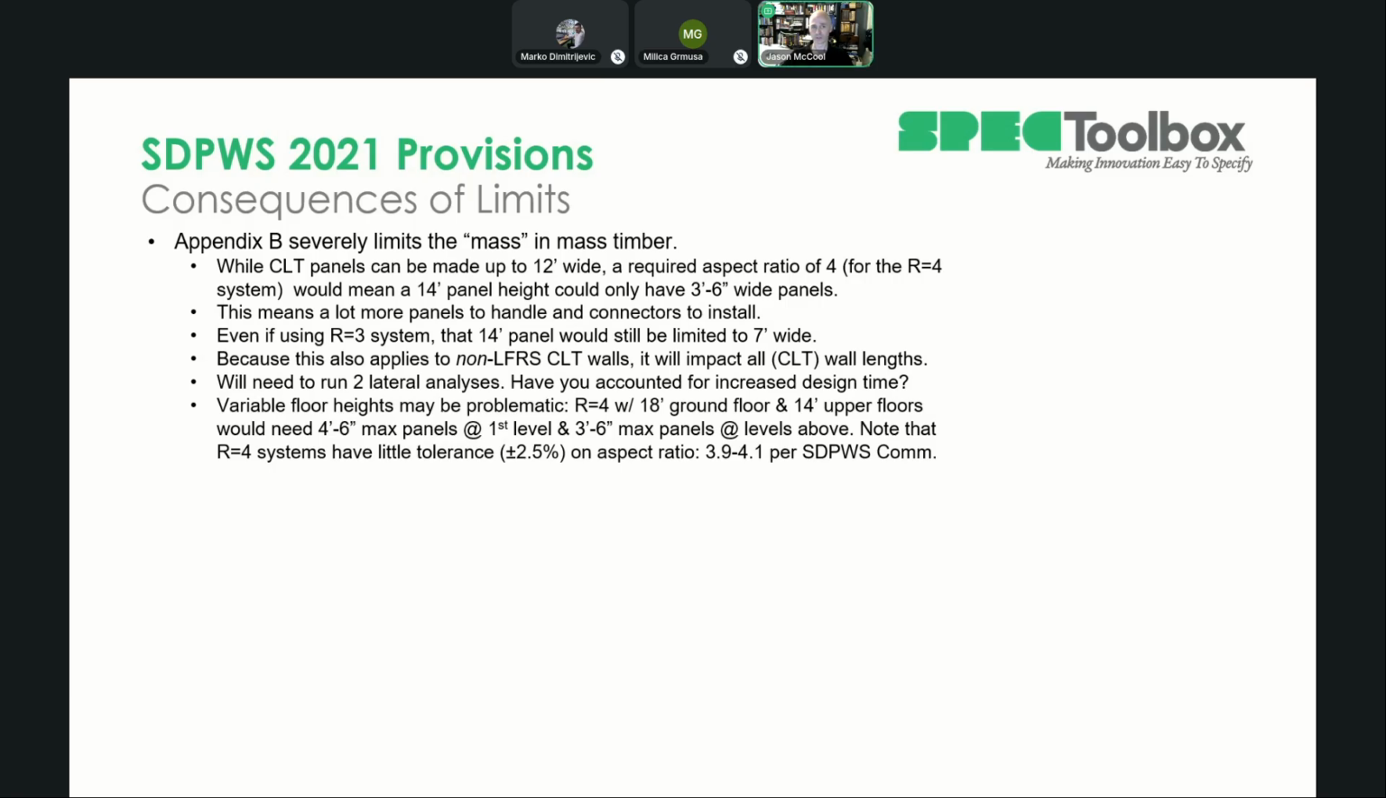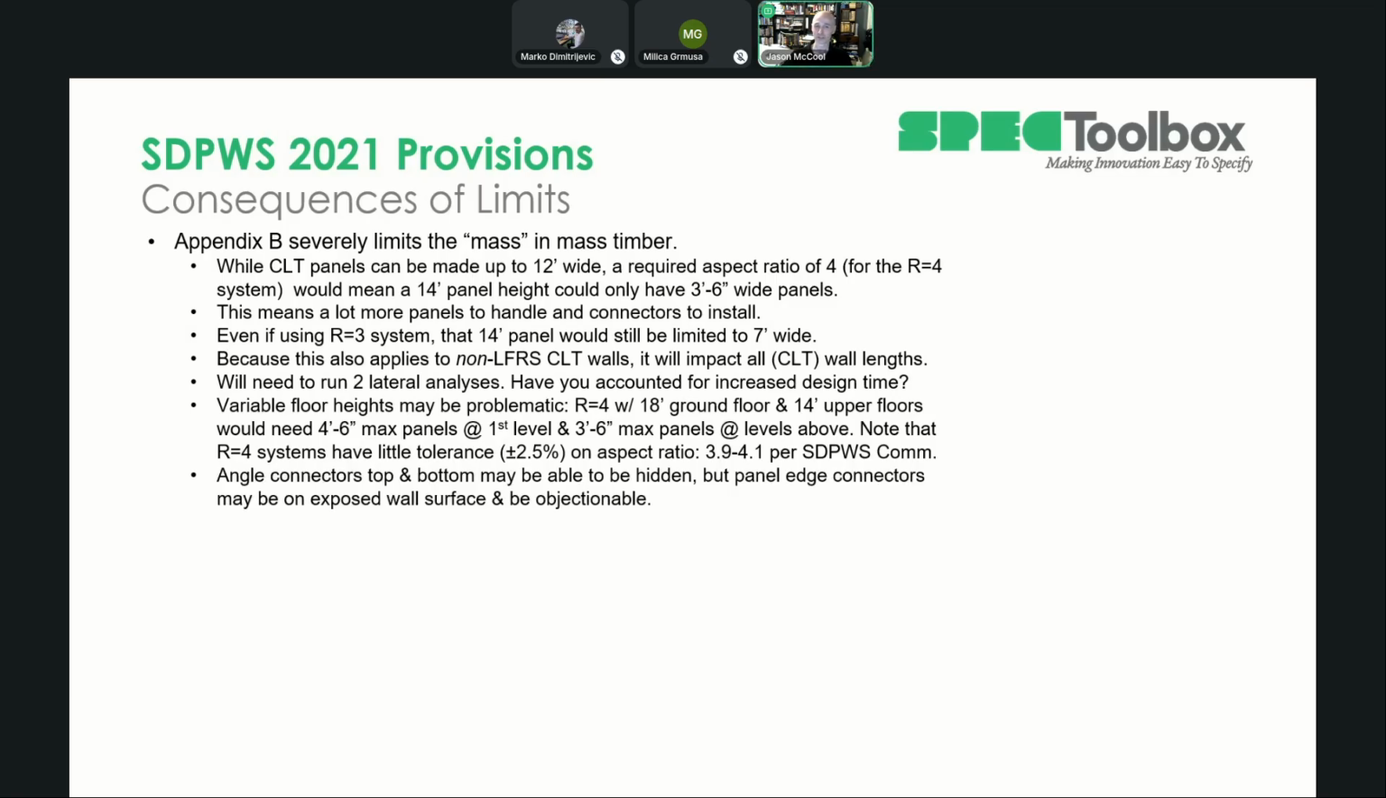And what that's going to do is, we only have a 2.5% tolerance on our aspect ratio for the R=4 system. So you can go from an aspect ratio of 3.9 to 4.1 for the commentary. That's it. So now your panels aren't the same width. Your hold downs aren't lining up in the same spots anymore. So there again, more complications to deal with.